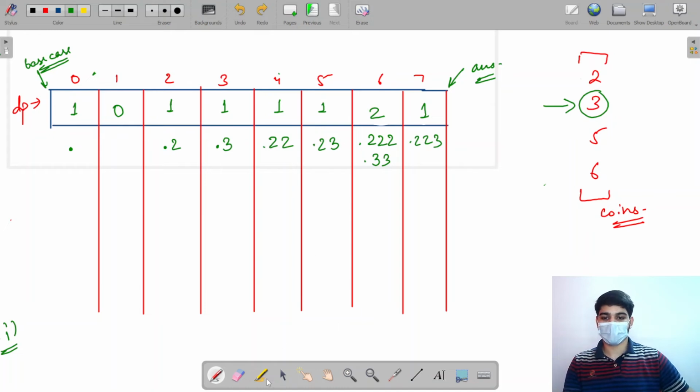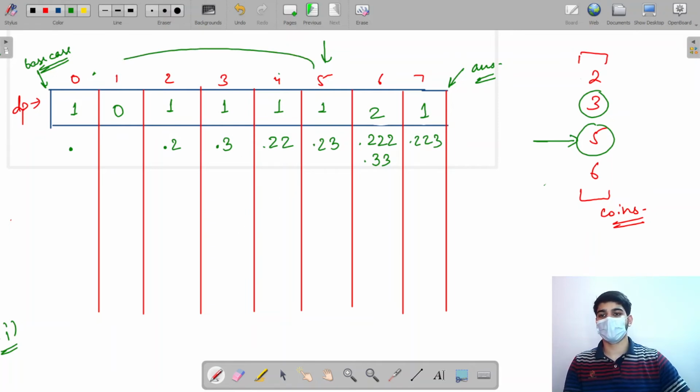Now, what would happen is, I would switch my coin again, I would move to 5. 5 would start evaluating itself from 5 as all of the rest are smaller than 5. So 5 would say, okay, if I use myself, I would get to 0. 0 says there is one way, so you can just use yourself. So this increases my count over here to 2.